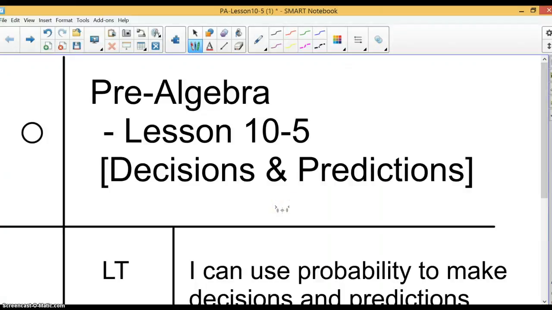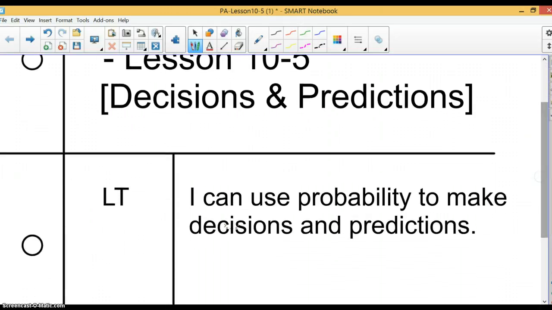Hey everybody, welcome back. We're talking about Chapter 10, Lesson 5, and this is all about using probability in our everyday lives. The main focus of this is to use probability to make decisions and predictions, and that's exactly what our learning target is. I can use probability to make decisions and predictions.